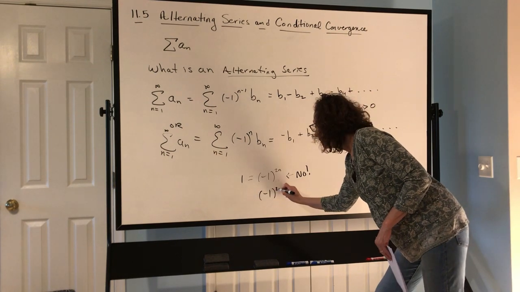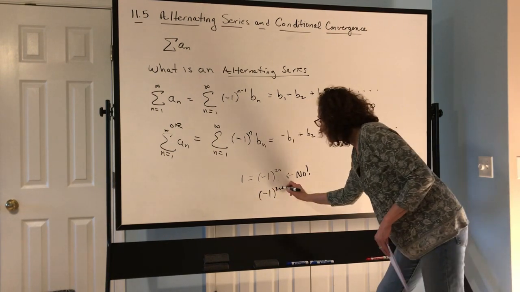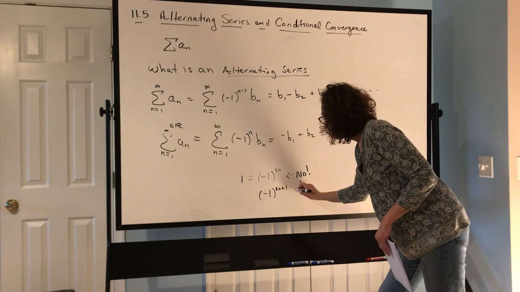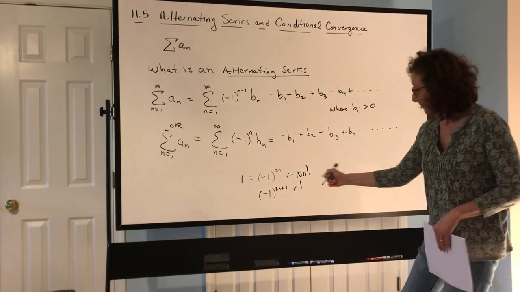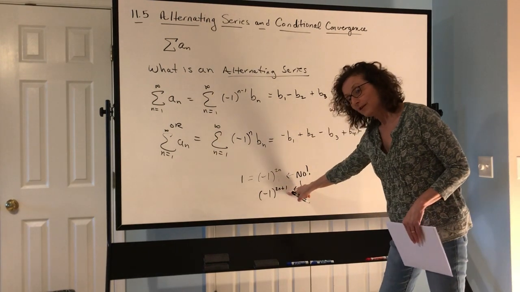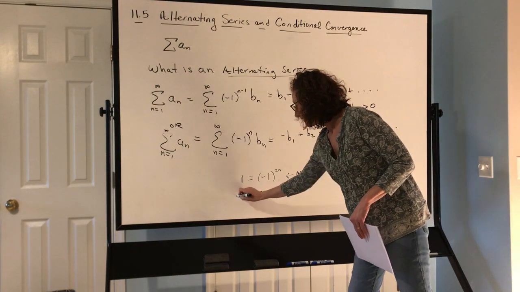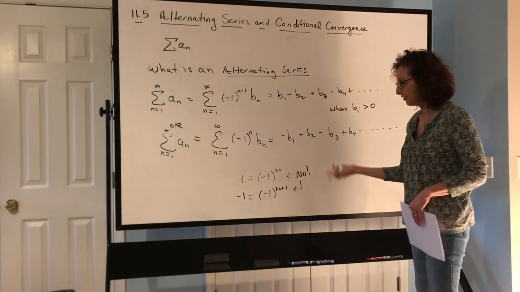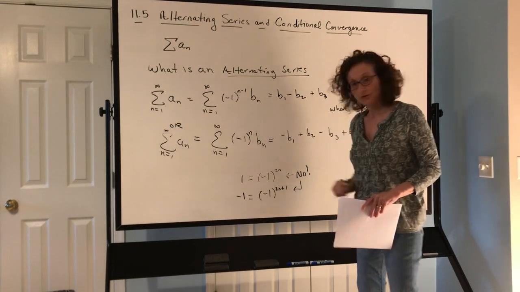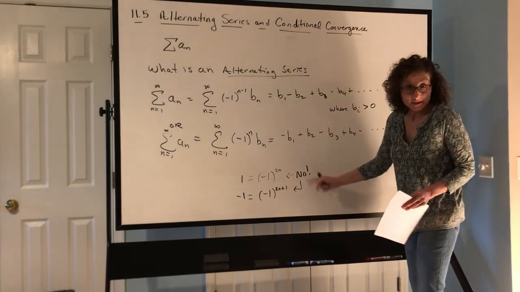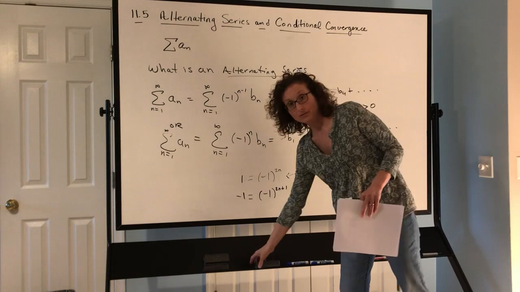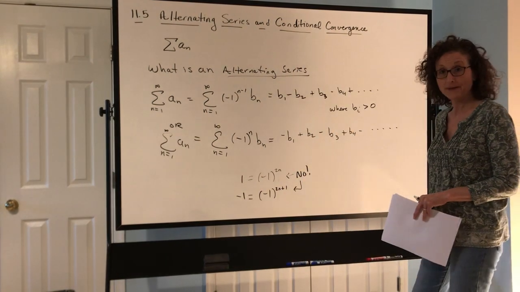What's another one that wouldn't alternate? You got it. Minus 1 to the 2n plus 1, or 2n minus 1, right? Also no, because this is an odd power, and negative 1 to an odd power is always negative 1. That wouldn't alternate either. Okay, those alternate. I point that out because you'll run into these things later and you'll have to realize what alternates and what doesn't.